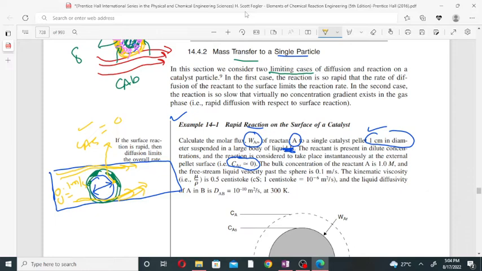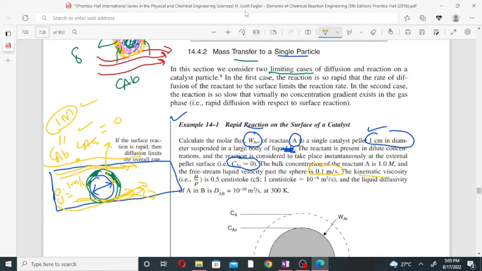Now the bulk concentration of the reactant A is 1 molar. So this is the bulk flow, this is the bulk region. Here the concentration of component A is CAB, which is equal to 1 mole per liter, and the free stream velocity around the catalyst is the velocity of the fluid flowing around the catalyst particle.